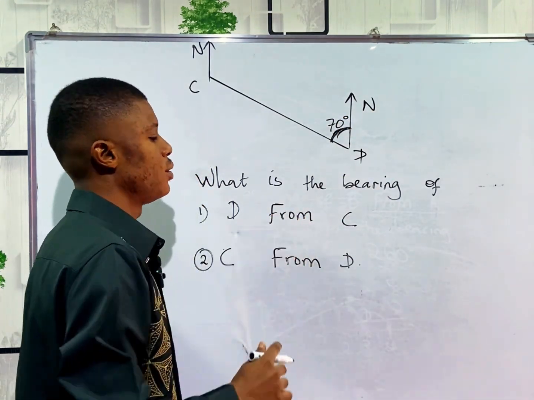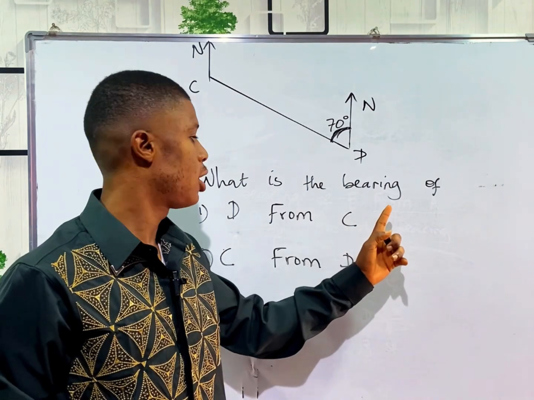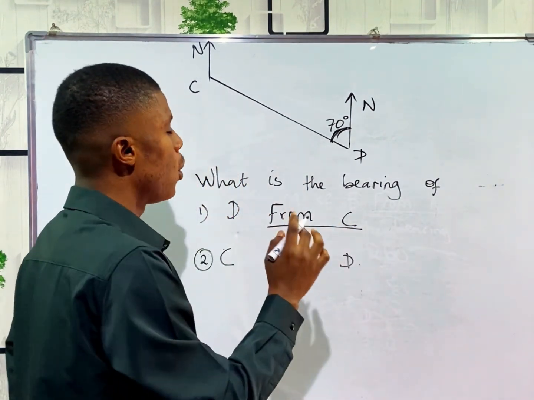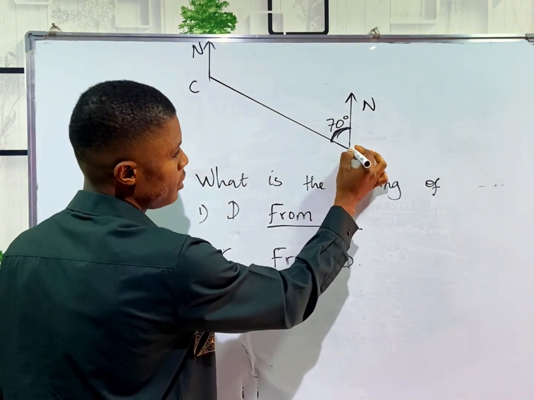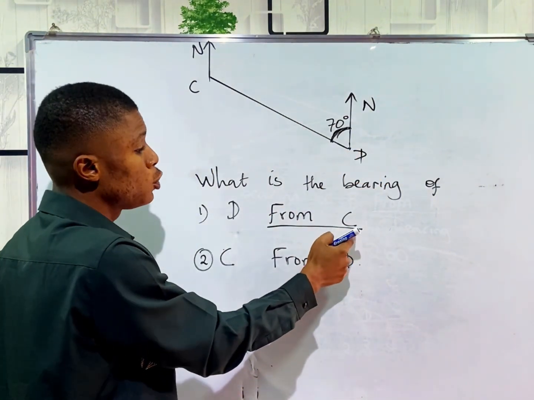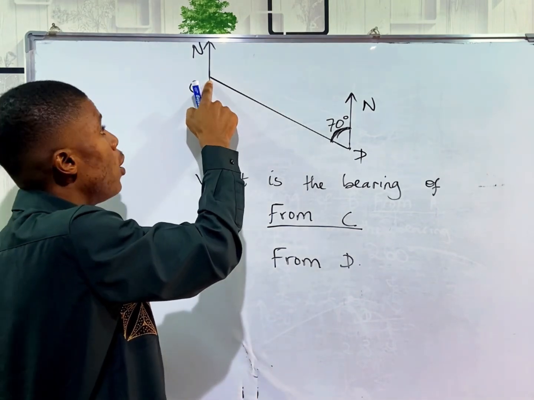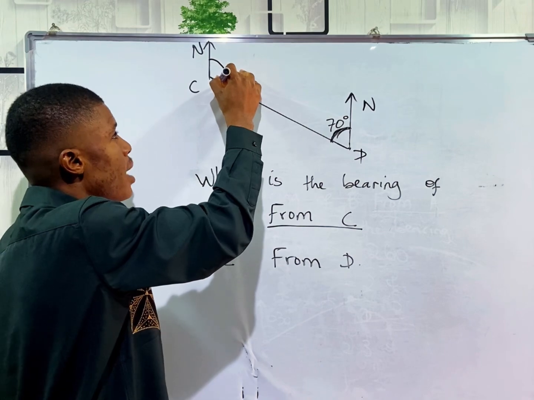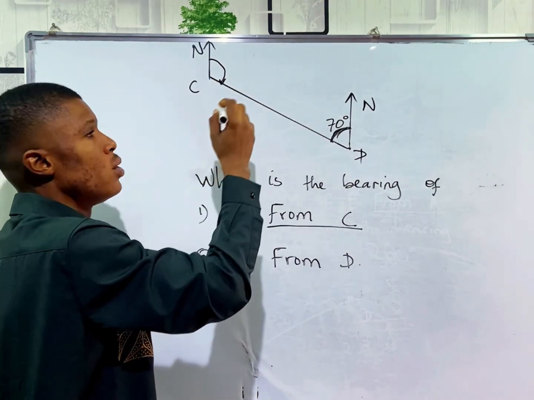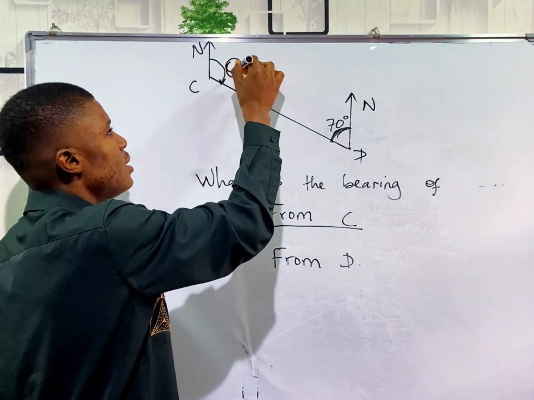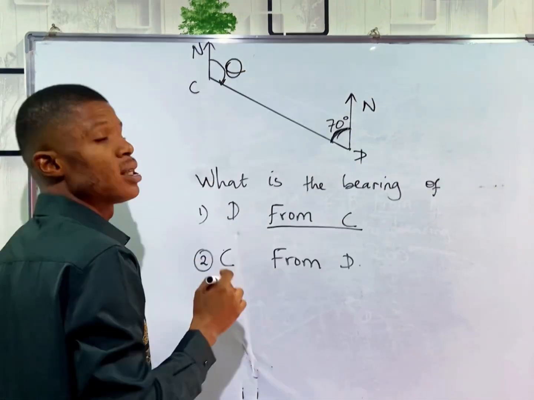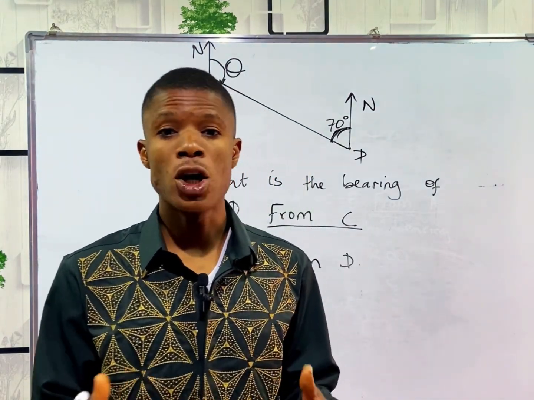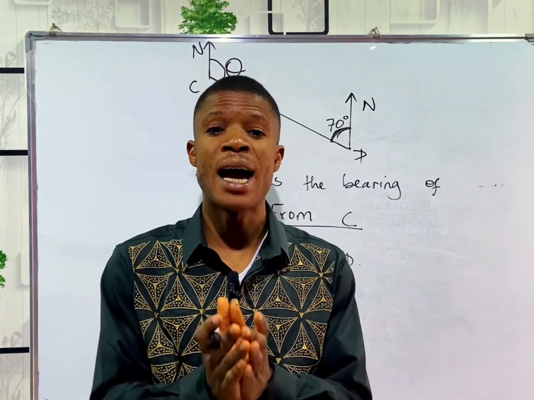For the first question, we are told to find the bearing of D from C. Let's take this point D. The angle we require should be at the north pole of point C, since it is a clockwise movement from the north pole. So the angle required is this angle here, represented as theta.